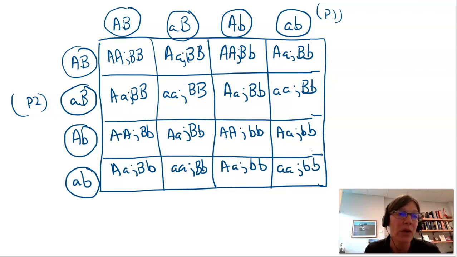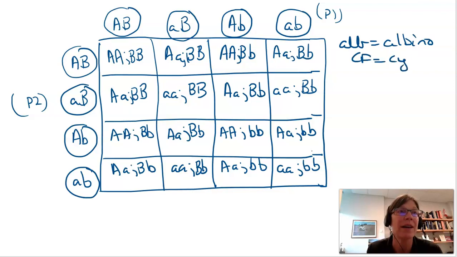Okay, so I filled in all those genotypes. Now, what does that tell me about my question? What's the chance of getting an offspring that has albinism and cystic fibrosis together? Well, let's go through and assign phenotypes to each of these. I'm just going to use ALB for albino, and I'm going to use CF for has cystic fibrosis. Okay, because that's what I'm interested in here.